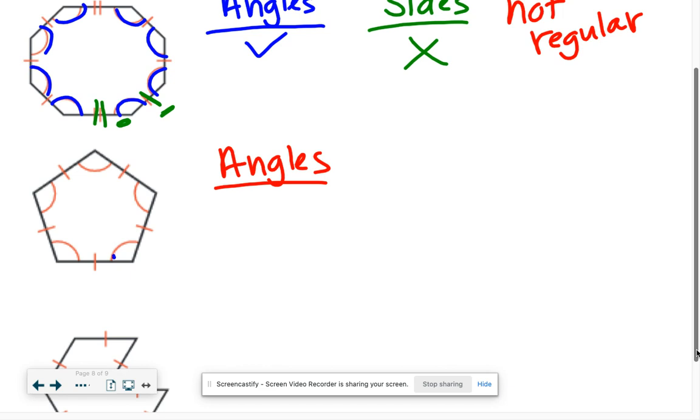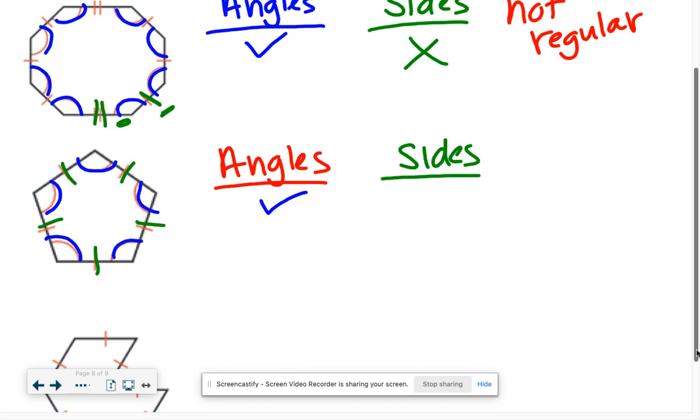So if we go around here, all of our angles are equal. Now if we look at our sides, gotta check, make sure each one has a little tick mark. And guess what, folks? It works out. So this one is regular because our sides and our angles are all equal.